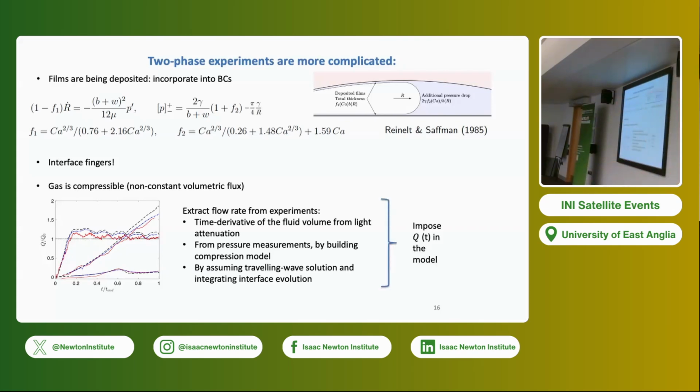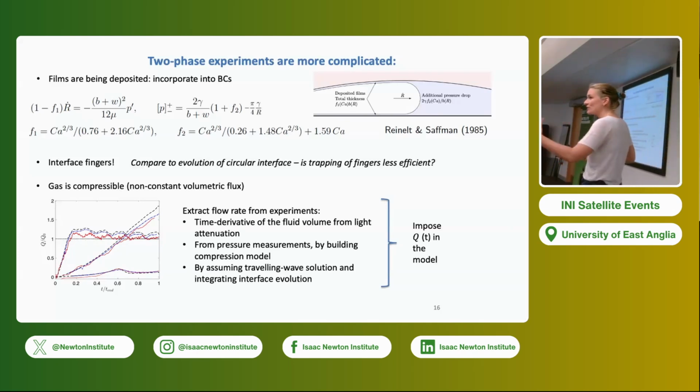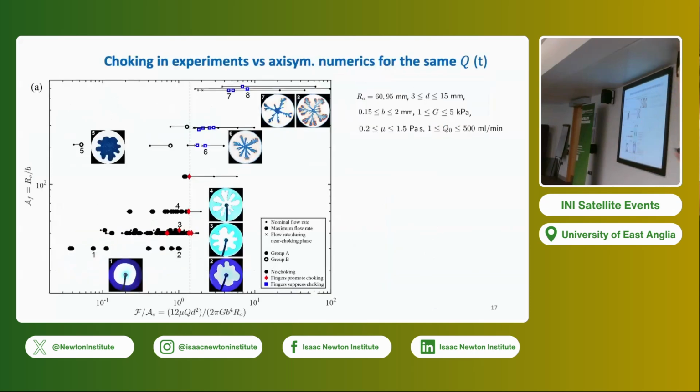But ultimately, we have a non-constant volume flux in time that we can then impose in our theory to see what the effect of fingering is. And then we can ask our question: is having fingers at the interface making choking more difficult or easier than having no fingers? That's the question I'm asking. Okay, so here's a whole bunch of experiments that we've done, in all the different regimes. It's a kind of phase diagram.